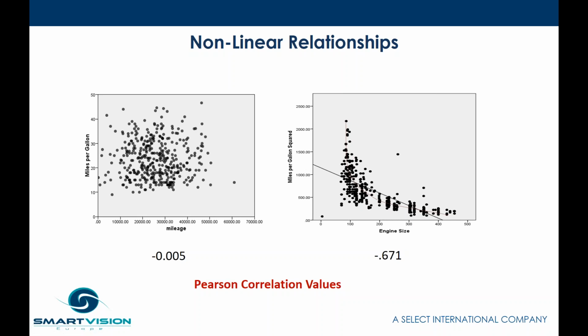Here you can see that in order to get this relationship, I've squared miles per gallon. So very often analysts will take the square root of a variable to straighten out the relationship, or sometimes the natural log or log base 10 of a variable. So they transform it in some way to straighten out the relationship.